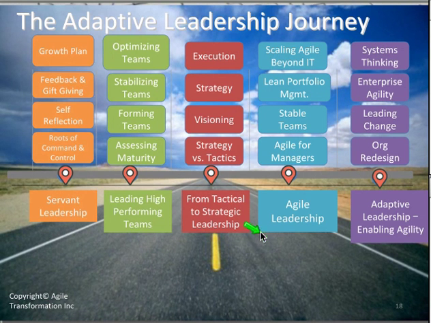So I wanted to share this with you because I like sharing information and I wanted you to use this as a roadmap yourself and within your own company figure out, where do I want to start? You don't have to do all this. This might be overwhelming for you. Great, just start with servant leadership.